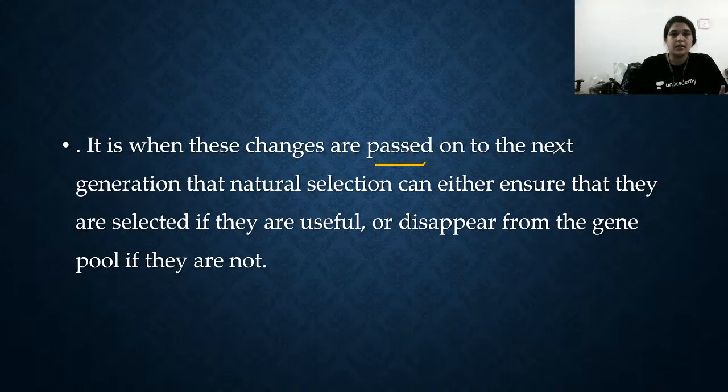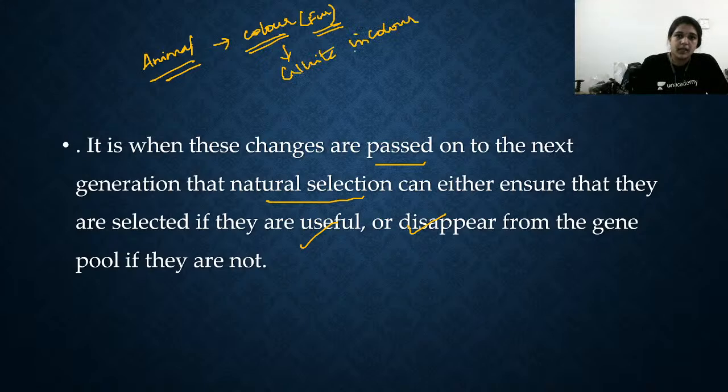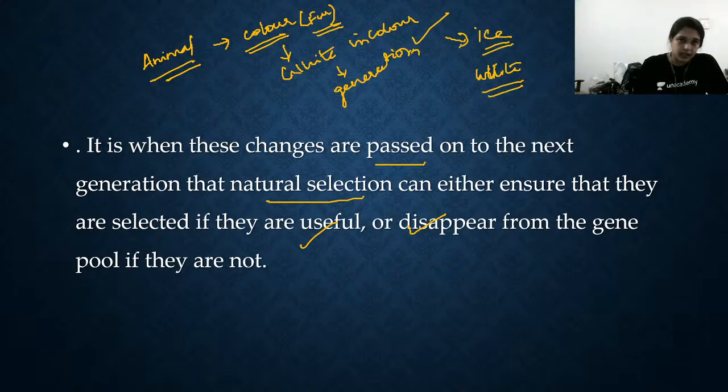When these changes are passed on to the next generation, natural selection can ensure whether they are useful or not. So now there is a change. For example, there is an animal that has a change in, let's take, fur color. There is a mutation and that particular organism becomes white in color. Now it is passing on to the next generation also. But if that organism is living in an area filled with ice, it will survive. But if it is living in some other area where the white color contrasts with the dark background, it dies. So the mutation occurs, but natural selection decides whether the mutation is beneficial or not.